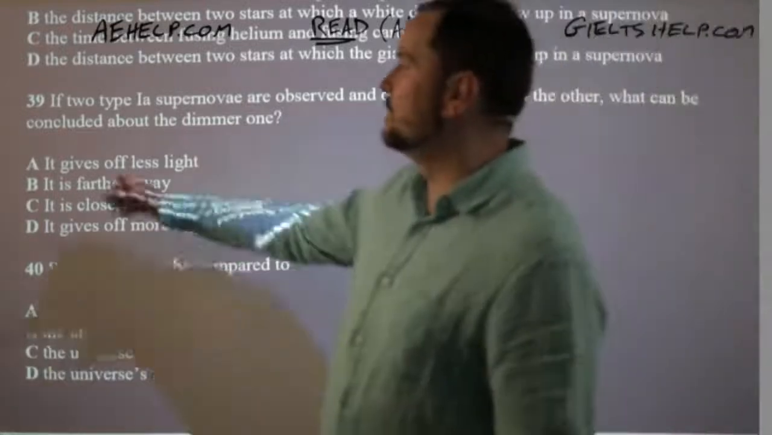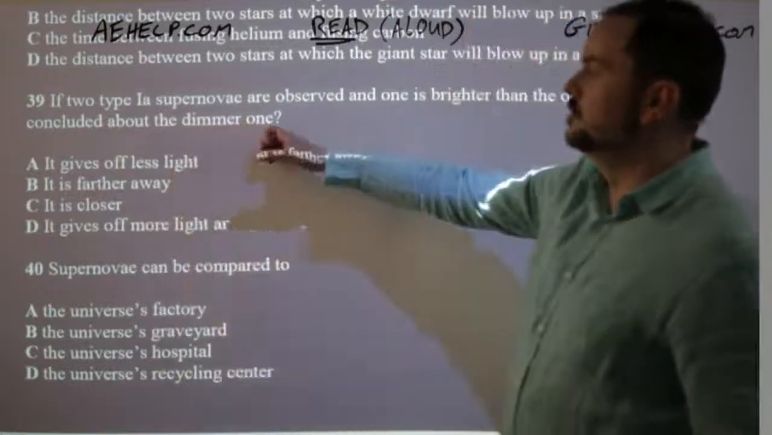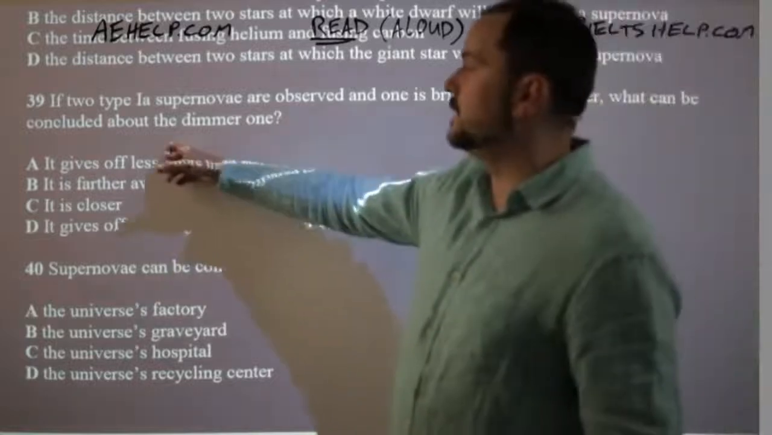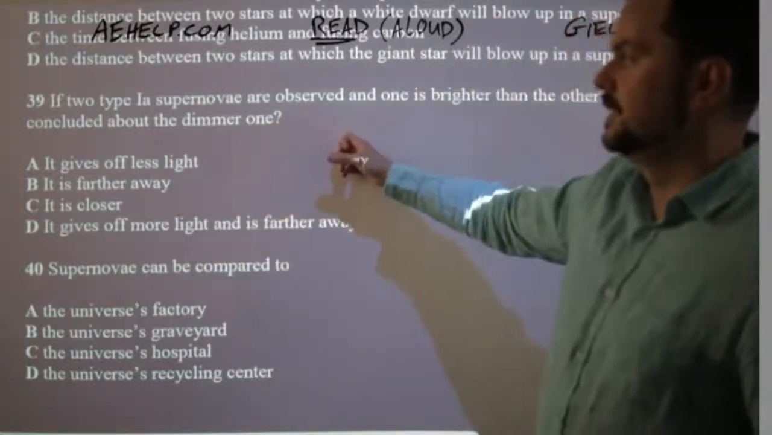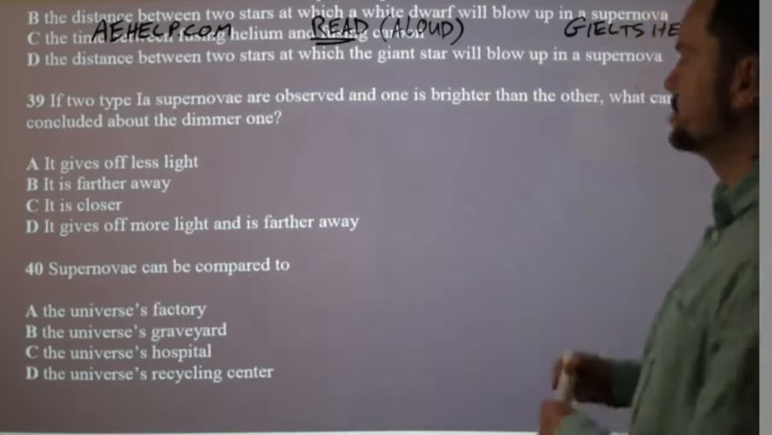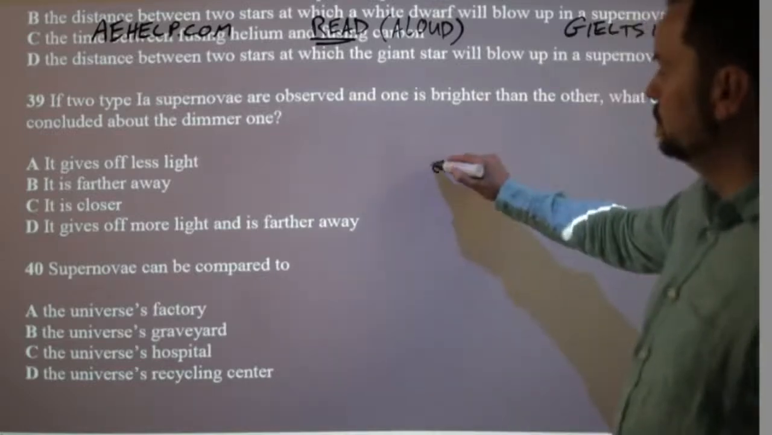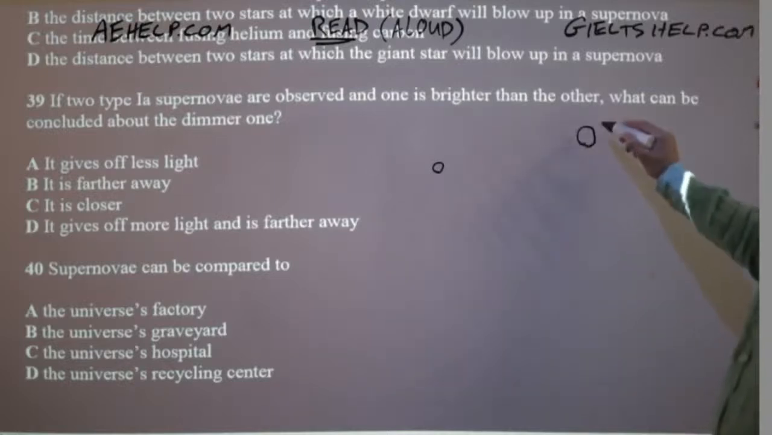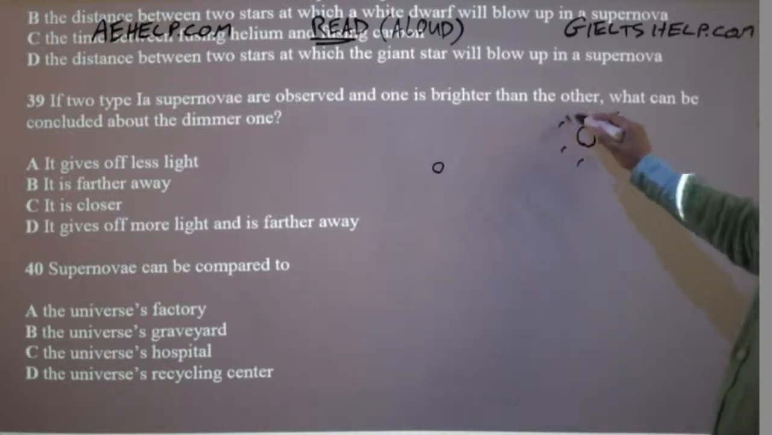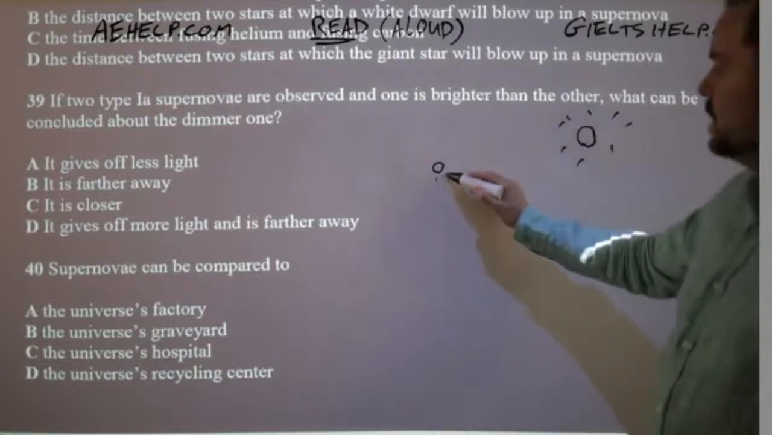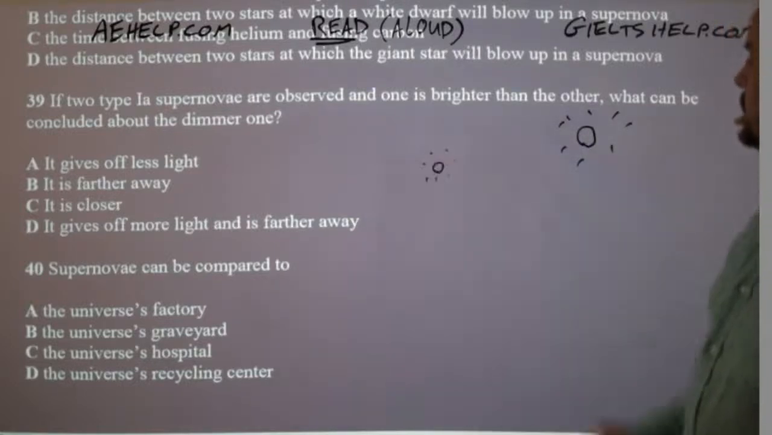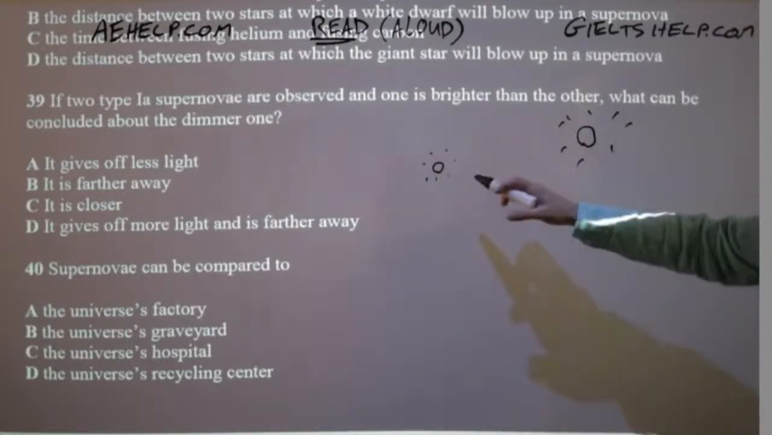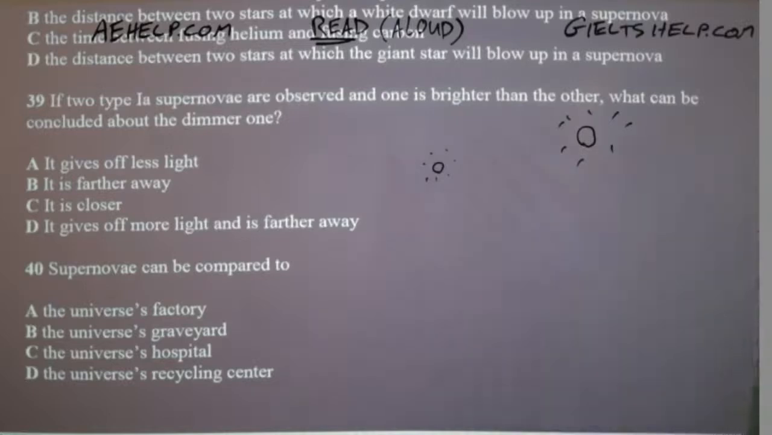All right, so number 39: if 2 type 1a supernovae are observed and one is brighter than the other, what can be concluded about the dimmer one? Okay, so you have to visualize here. You have 2 supernovae, type 1a, and you have one that's quite bright, and one that's a little bit dimmer. So the question is, what can we say about the dimmer supernova?